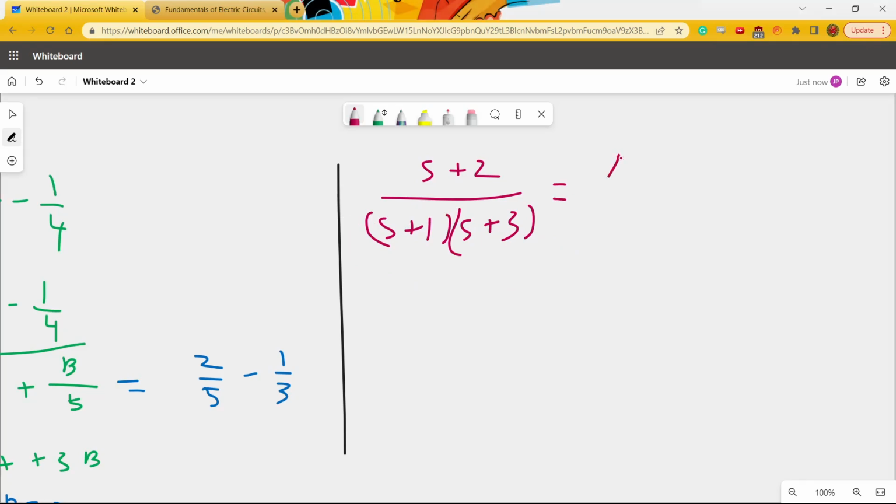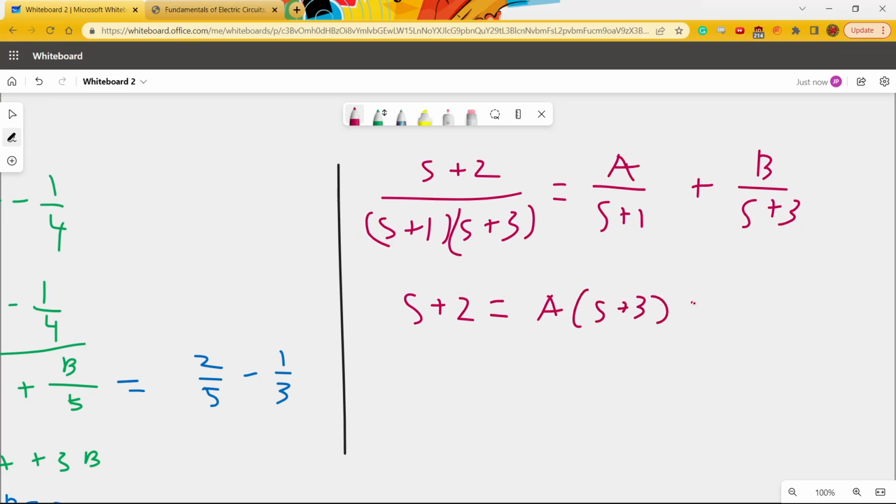We can write this fraction as a over s plus 1 plus b over s plus 3. One fraction for every factor. Now we just need to determine what a and b are. To do that, we'll multiply everything by s plus 1, s plus 3 to get s plus 2 equals a times s plus 3, plus b times s plus 1.